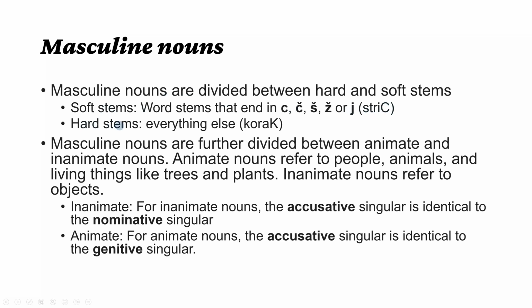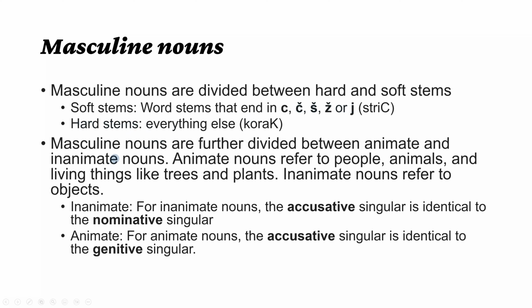And then we have hard stems. These are words that end with anything else in the alphabet. So anything that isn't c, č, š, ž, j. Okay? For instance, korak, which means step. As you can see, it has a k at the end, which is none of these letters. So that's how we know it's a hard stem.